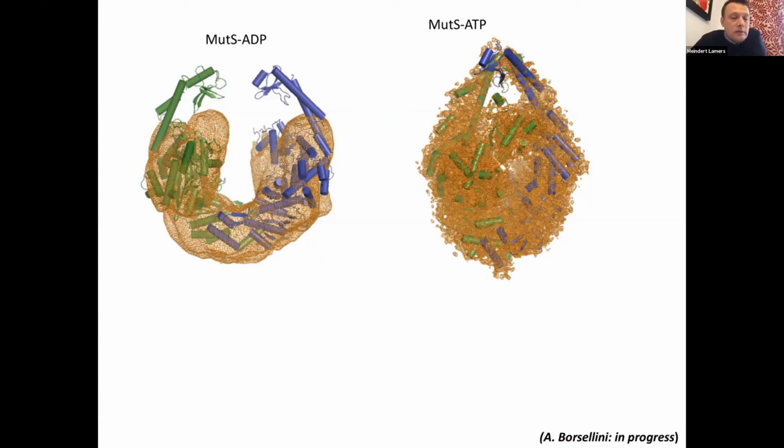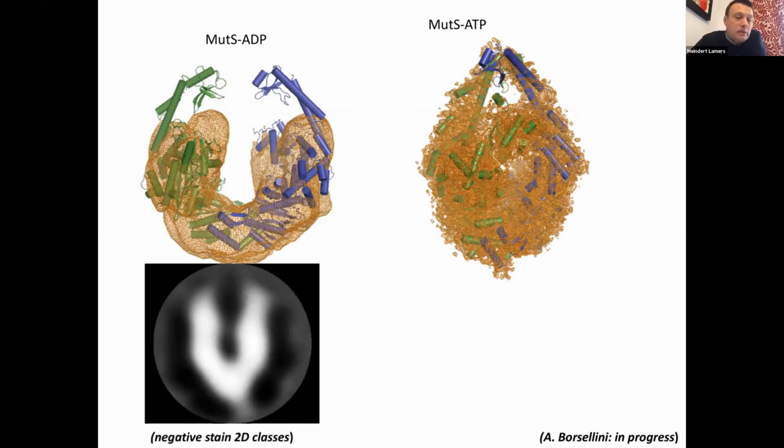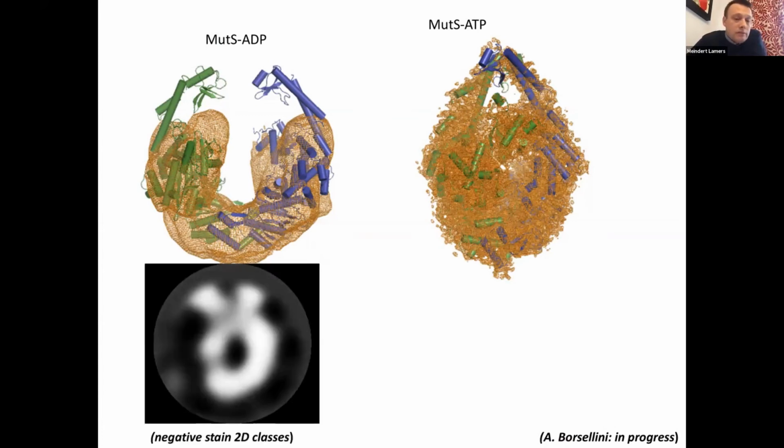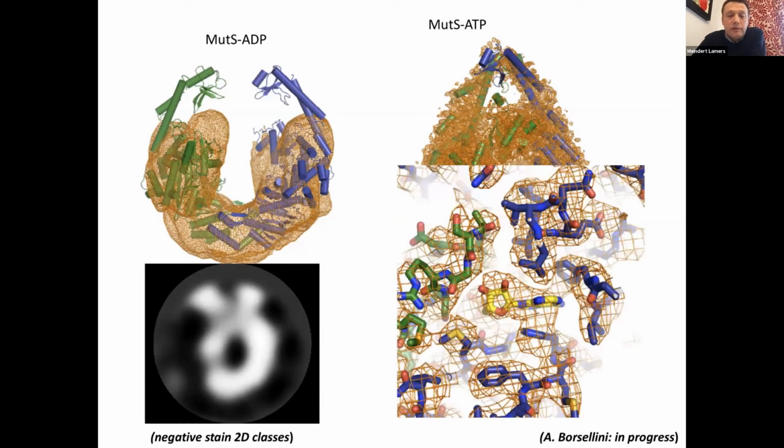The reason for that, as we can see from negative stain 2D classes, is that the top domains are extremely flexible. Therefore, trying to get an average structure out of the data results in a fading out of the electron map due to the flexibility in these top domains. In the ATP state, however, there's a big difference. Now it becomes a very stable molecule, where we get a beautiful map in which we can see individual side chains as well as the ATP nucleotide very well defined in the Cryo-EM map.